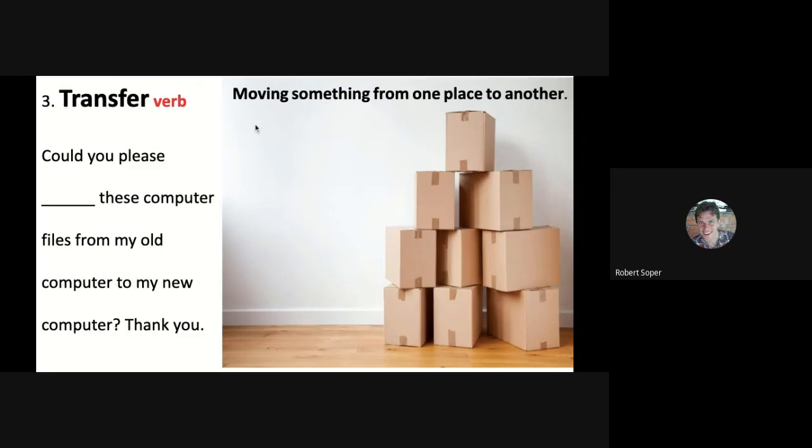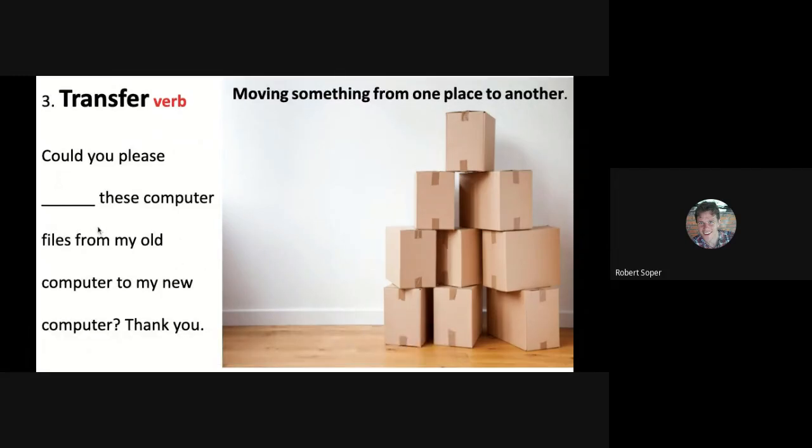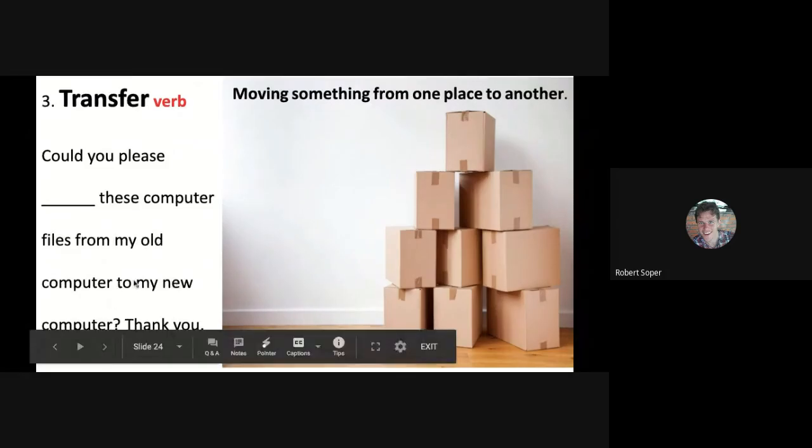Transfer can be used in lots of different ways. It could be used to move these boxes, let's say. So if I'm moving these boxes from one room to another room, I'm transferring the boxes from one place to another place. Another example would be, could you please transfer these computer files from my old computer to my new computer? Thank you. So why does that make sense? Well, because you want to keep your files, but you don't want them on your old computer. So you need to move them to your new computer. And remember to do that, you would transfer from your old computer to your new computer.